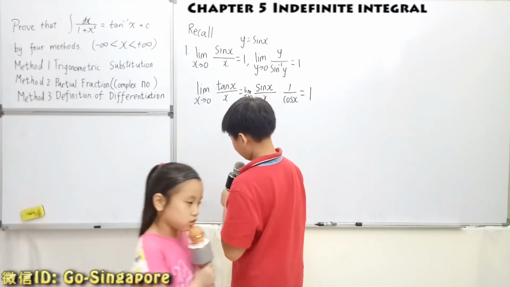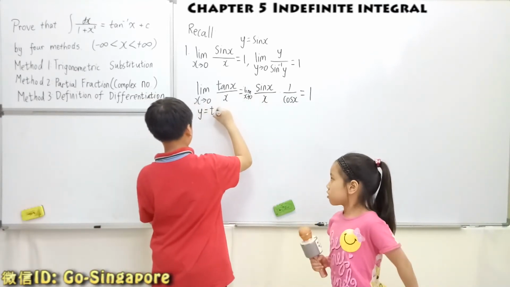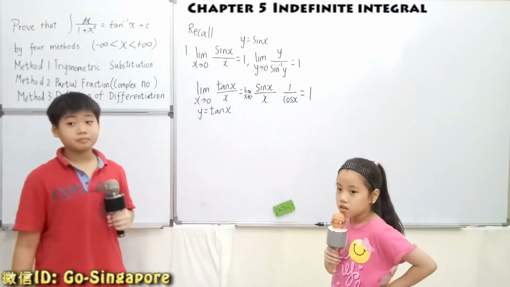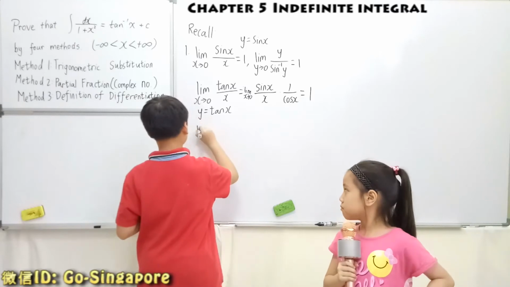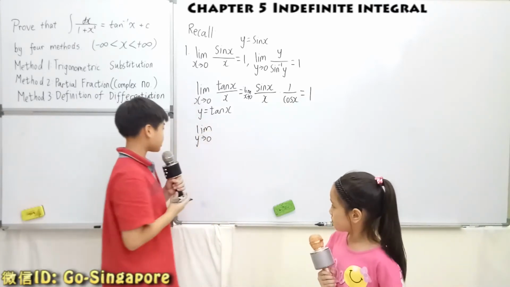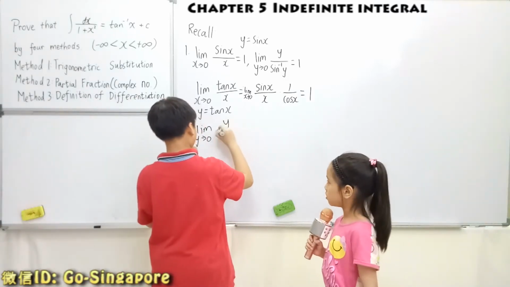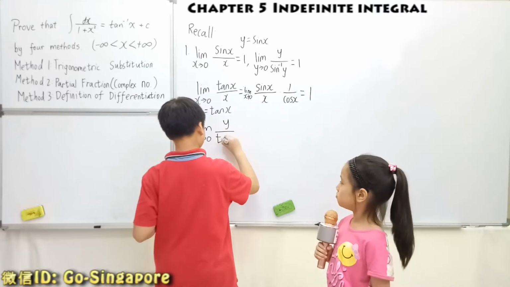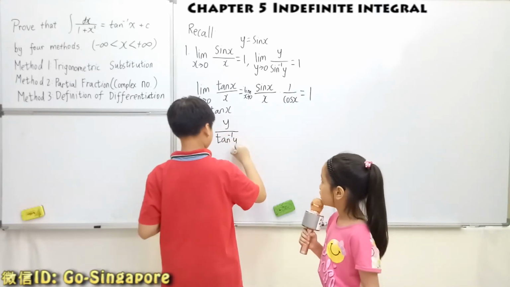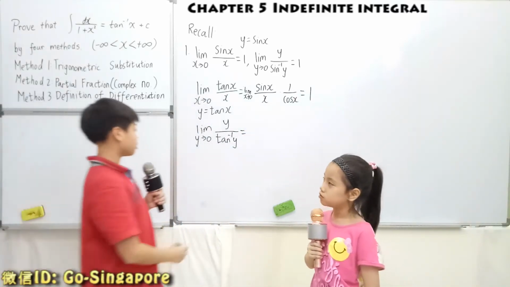How about this? What if y is tangent x? Limit y approaches 0, here is y over inverse tangent y. So what happens still here? 1. Good, still a 1.